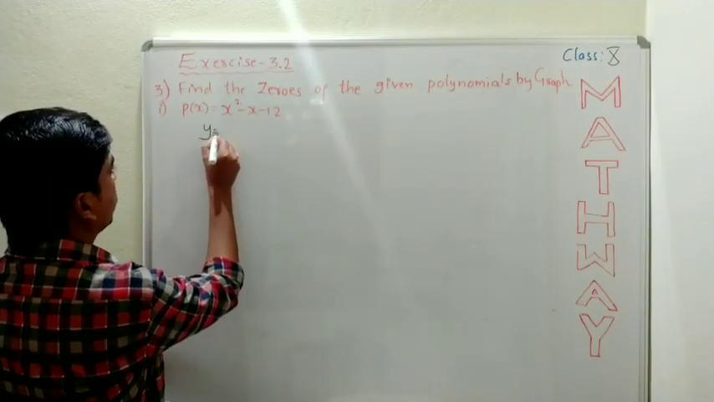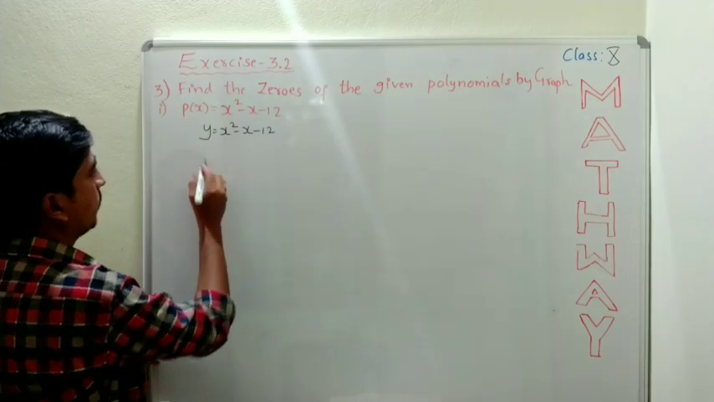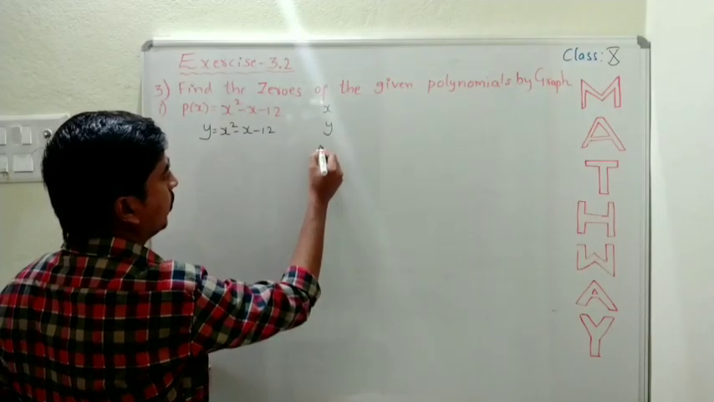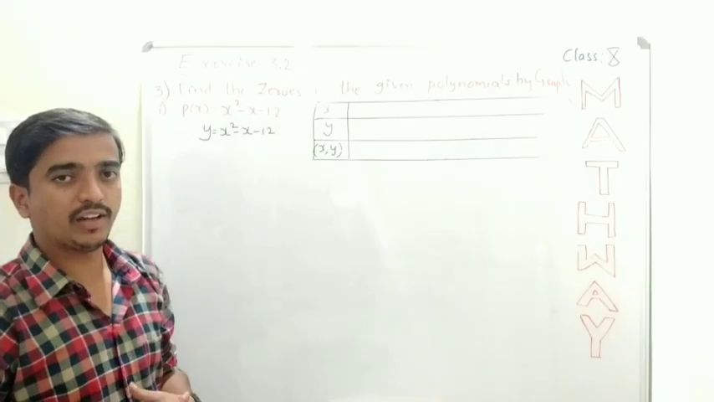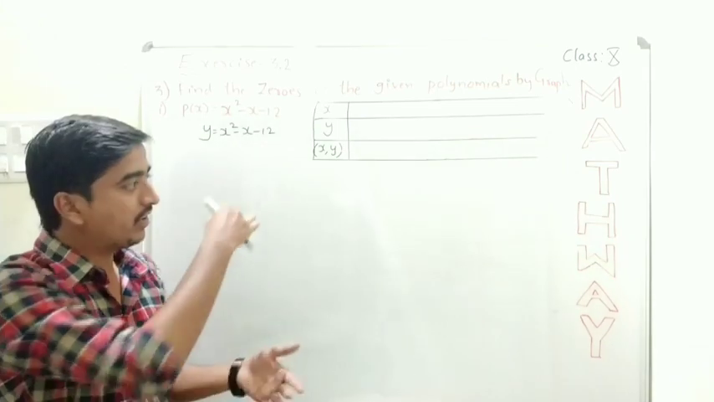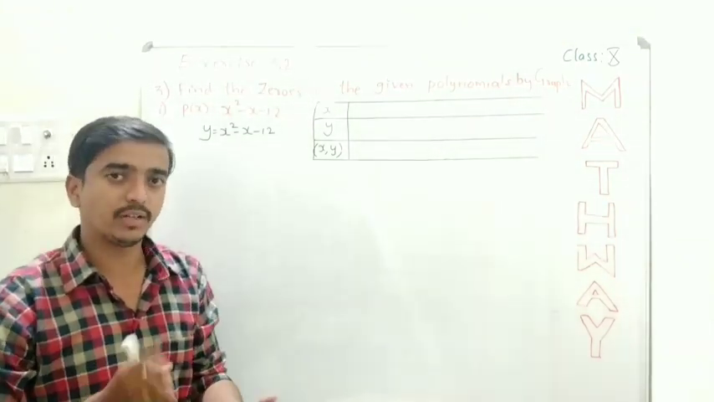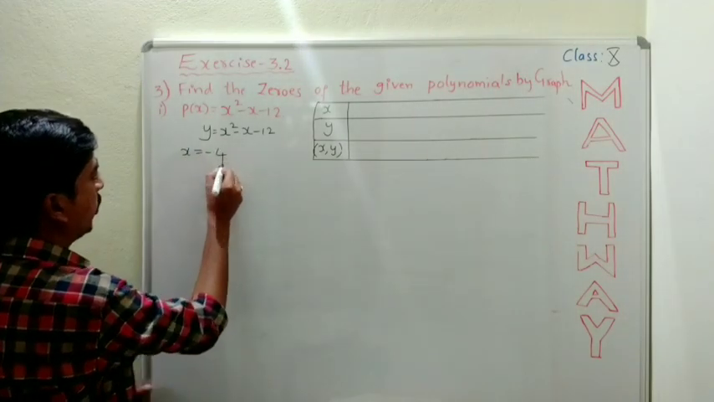First take y equals x square minus x minus 12. So here we need x coordinate values, y coordinate values and the x comma y points. Firstly take the x value as minus 4. Why? Because previously we got a zero at minus 3, so by default take one before that number, that is minus 4. Put x equals minus 4 in this polynomial.